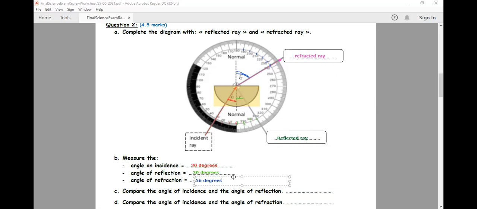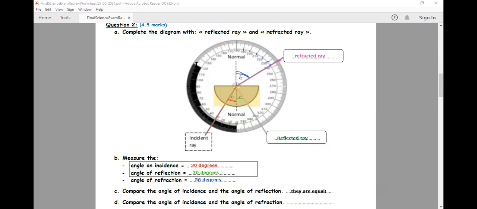Compare the angle of incidence and the angle of reflection. Look at these two angles. Compare them. They're the same degrees. They are equal to each other. But the refraction wasn't the same because it was bent.